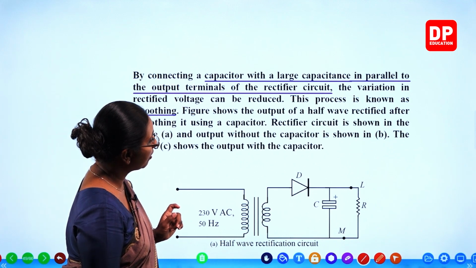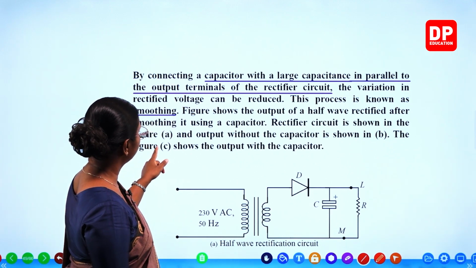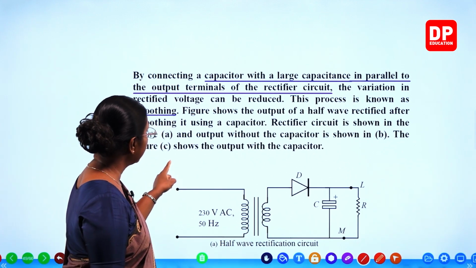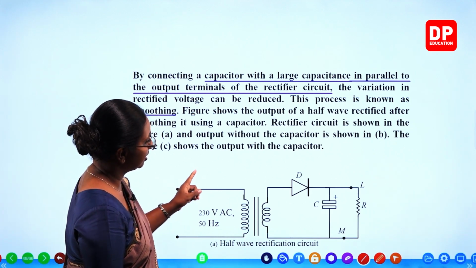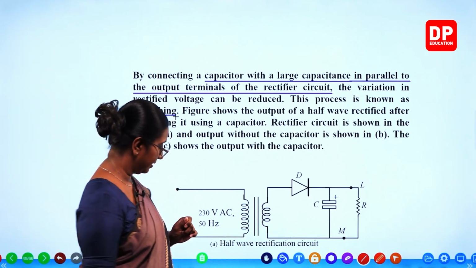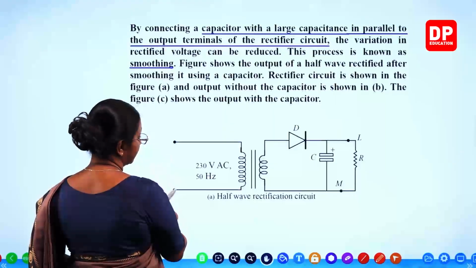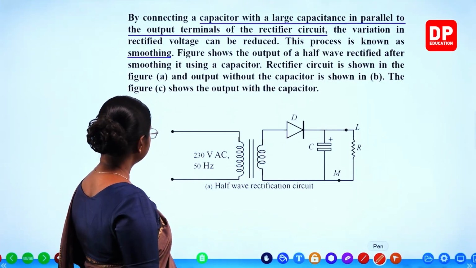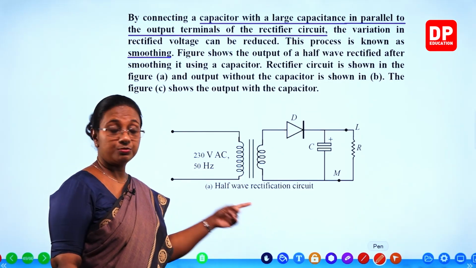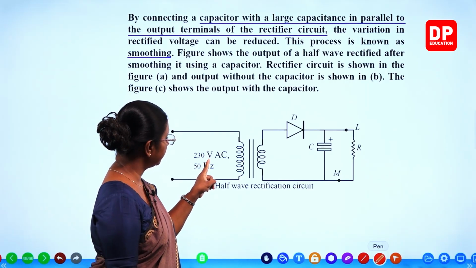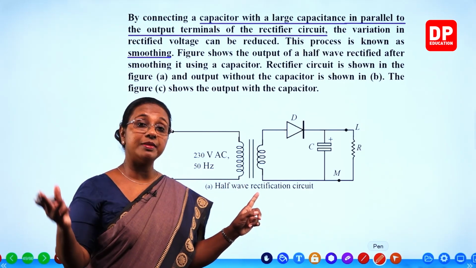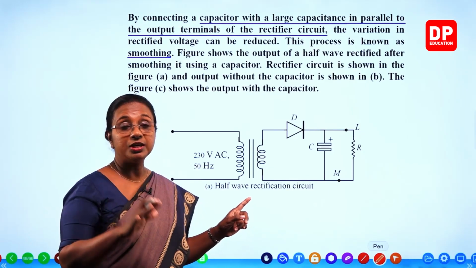The figure shows the output of a half-wave rectifier after smoothing it using a capacitor. The rectifier circuit is shown in figure A, the output without the capacitor is shown in figure B, and figure C shows the output with the capacitor. So here this is figure A, the first one. You can see this is the alternating current source. This is the rectifier circuit that we used before also. You can see 230 volt, alternating current, 50 hertz. That is the power supply that we get from the electricity supplier to the household.